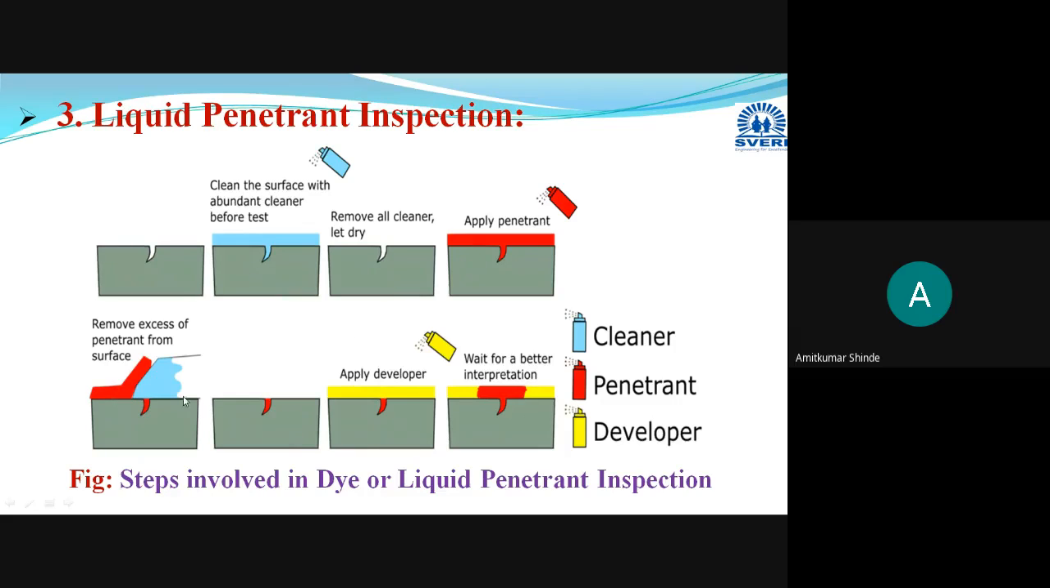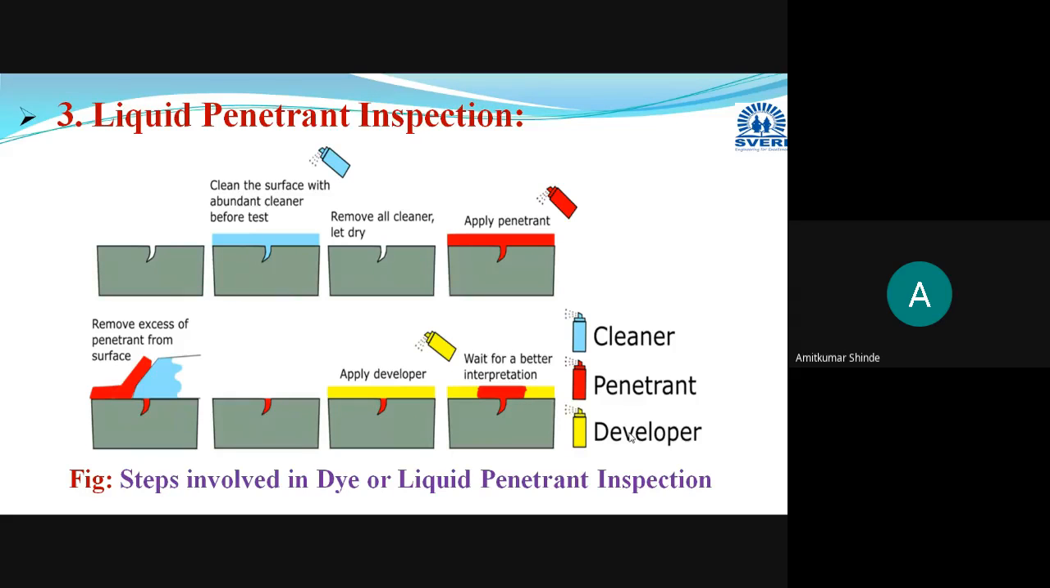Okay, here I will explain only the basic stages. These diagrams you have to draw here. We are going to use three liquids here. One is cleaner, then penetrant, and one is the developer. Now this liquid penetrant inspection is having different stages. I will explain it one by one.